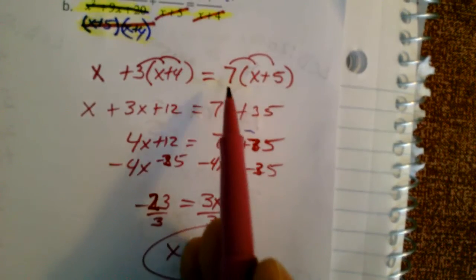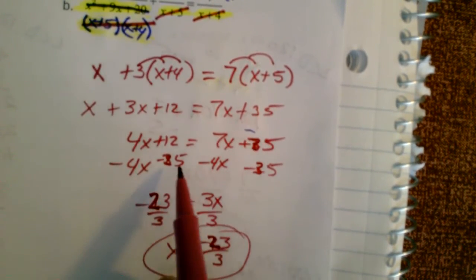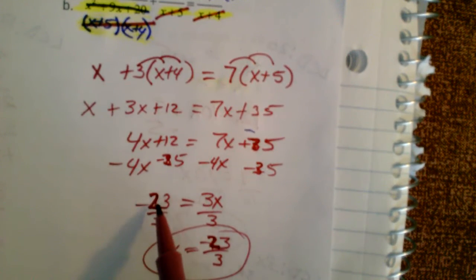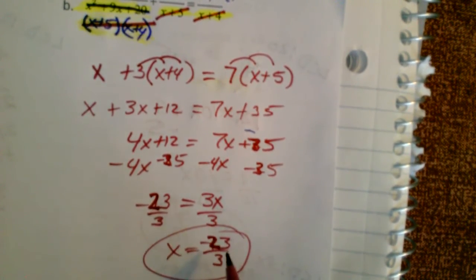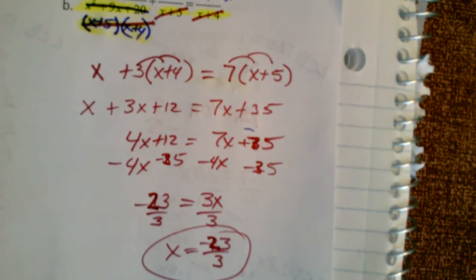So again, 7 times 5 is 35. For some reason, I had 25 there. Subtract it over. And then 12 minus 35 was negative 23, and we divided over. So final answer, negative 23 over 3. Thanks, Juliana. Extra credit goes to you today.